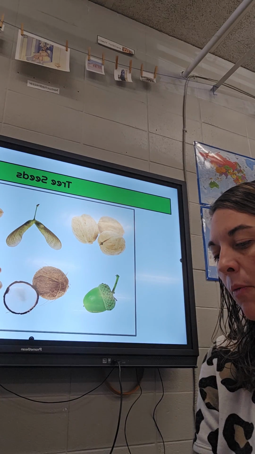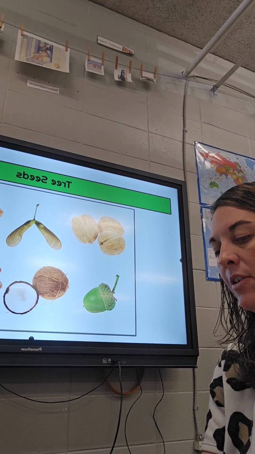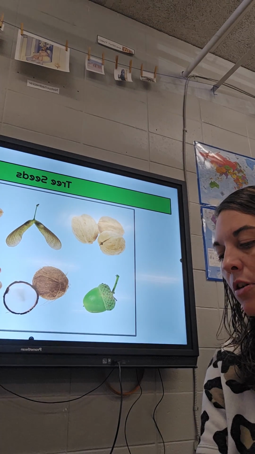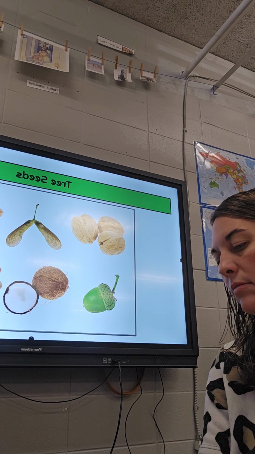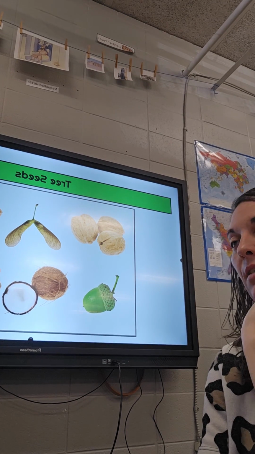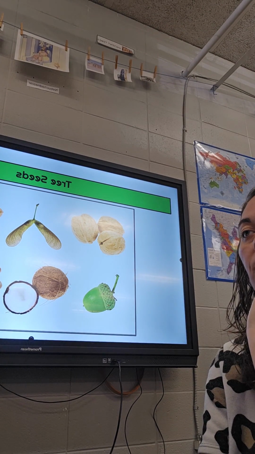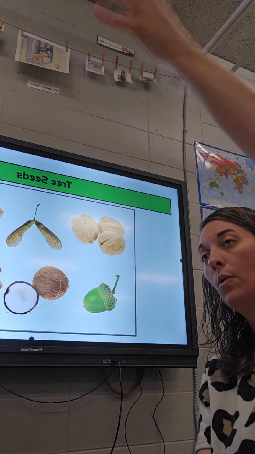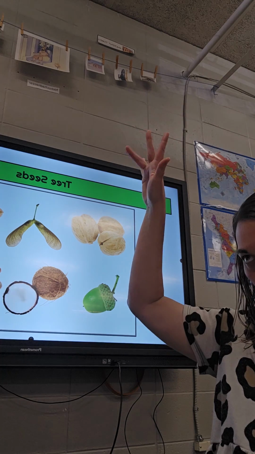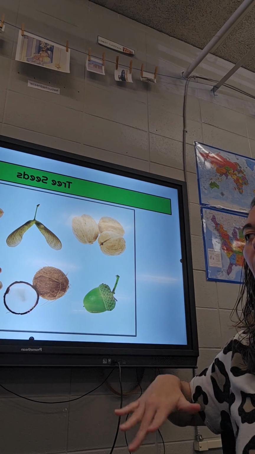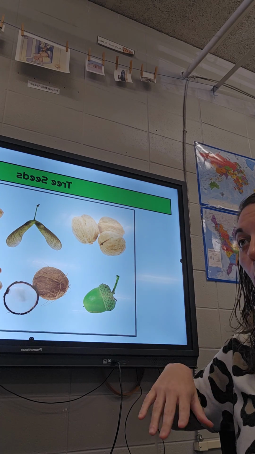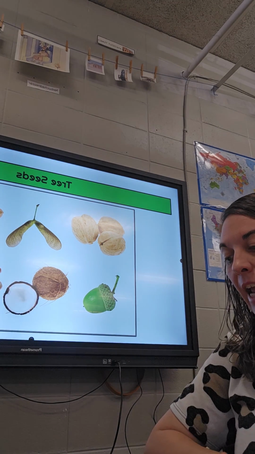Most seeds are carried away from the parent tree that produced them. Do you remember how seeds are dispersed or spread apart? Remember, they are dispersed in various ways. What spreads seeds around? Wind. Wind is one of them. What else? Birds. Water. Sometimes they just fall off.